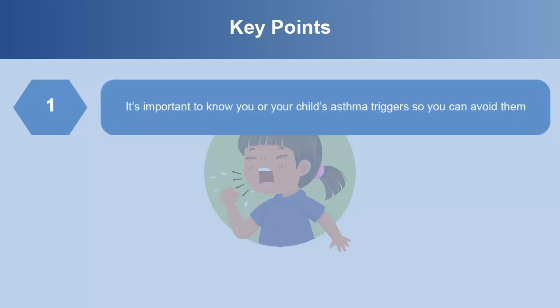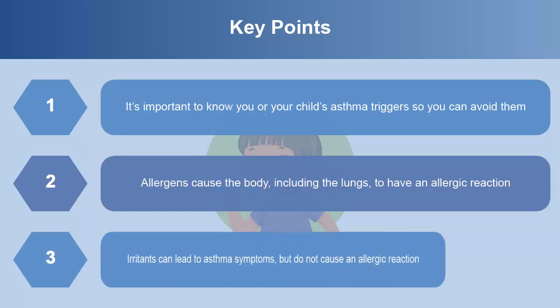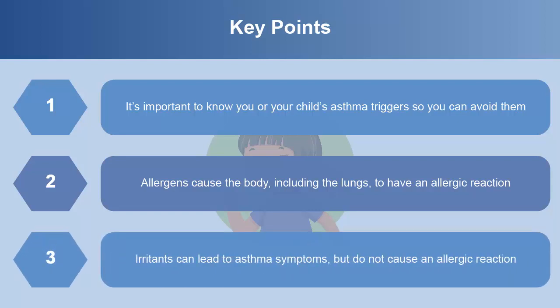It's important to know you or your child's asthma triggers so you can avoid them. Allergens cause the body, including the lungs, to have an allergic reaction. Irritants can lead to asthma symptoms but do not cause an allergic reaction.